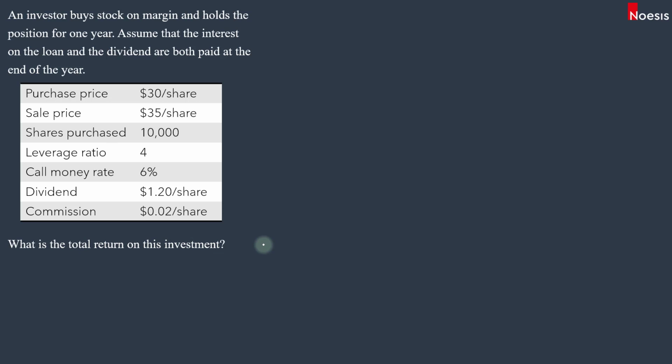First, we will start by calculating the total purchase price. So there is a purchase of 10,000 shares for $30 each. So the total purchase price here will be 10,000 shares times $30. So that will be 300,000. So I'll just write 300K here.